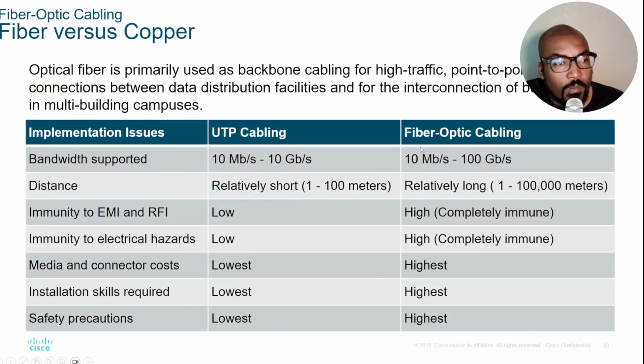Optical fiber is primarily used as a backbone cabling for high traffic point-to-point connections between data distribution facilities and for the interconnection of buildings and multi-building campuses. So this gives you a breakdown of the different types of challenges that may come with putting these cables in, and as far as how fast and strong they are and things of that nature. Really good graphic here.